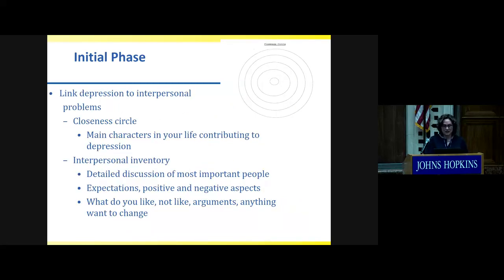Again, something that Laura Mufson included is called the closeness circle. It gives us a pictorial representation of the important people in one's life. The teen is in the center circle, and then we ask them to tell us who the important and close people in their life are. The closest ones are in the circles closest to the center. The ones that they feel less close to are further out.